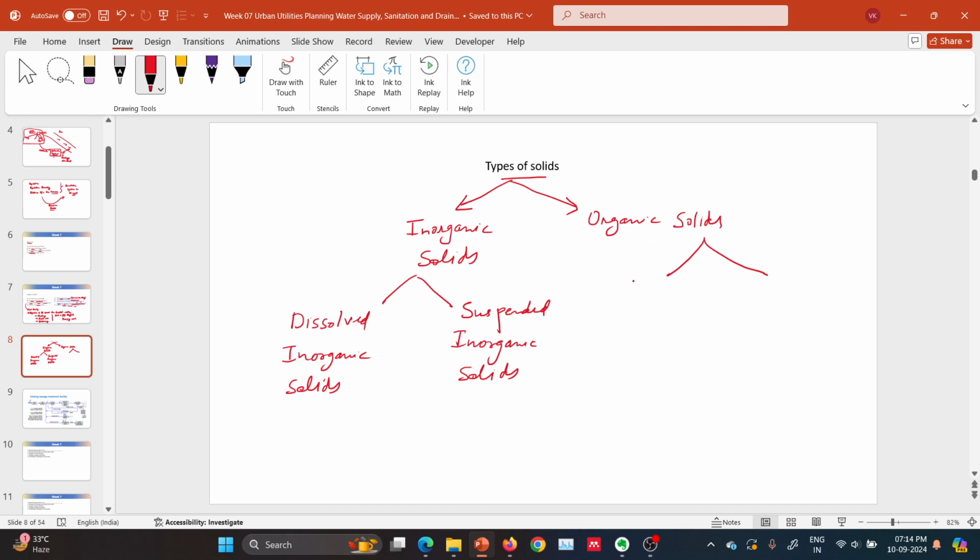Organic solids can be divided into two parts. These are dissolved organic solids and suspended organic solids.